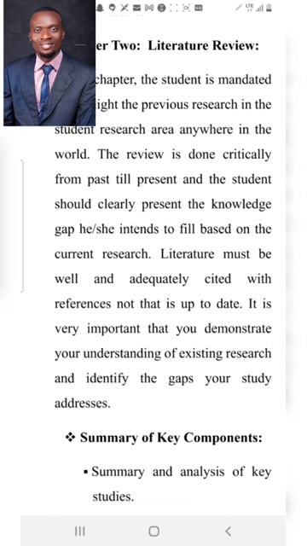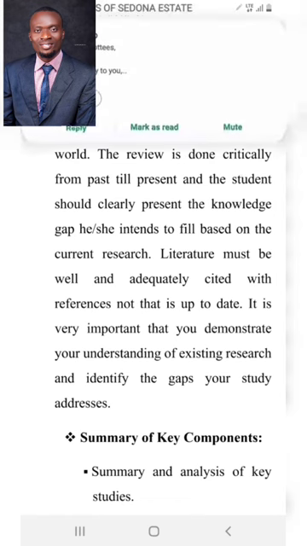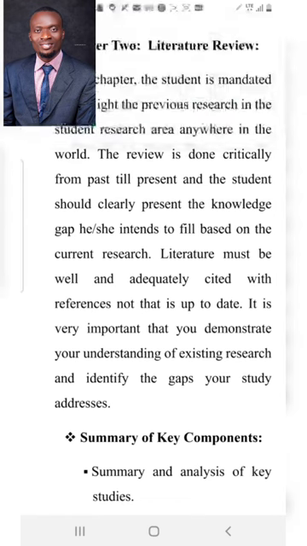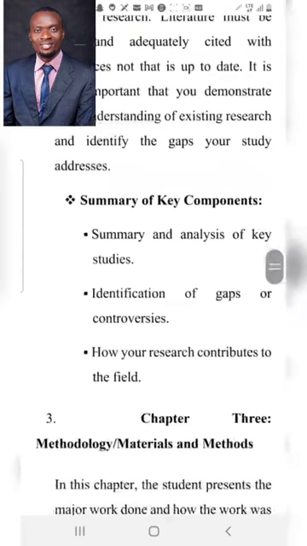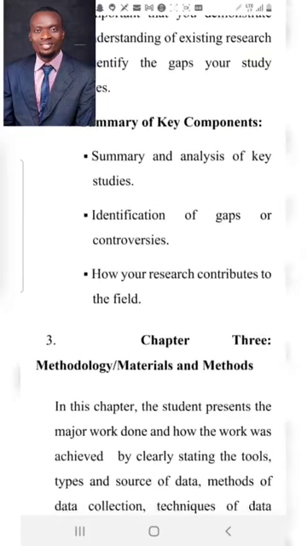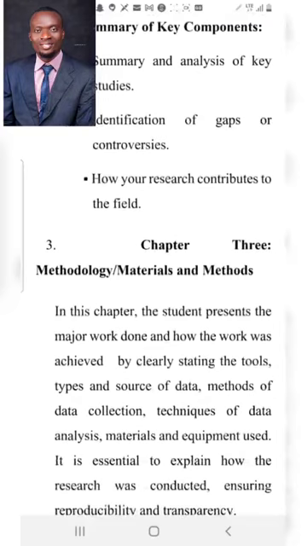Of course, there will always be a need for development, a need for adjustment, a need for update, which is usually referred to as a research gap, and your whole research will fall under the gap in knowledge. The literature review must be well and adequately cited, with references that are up to date. It is usually preferred to have references that are not older than 5 years. So this is the summary of this very chapter.